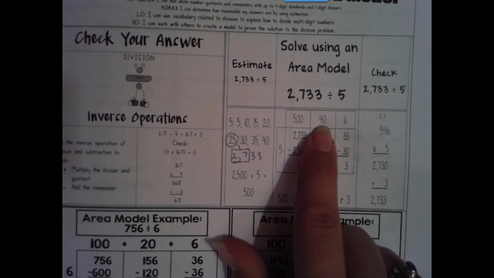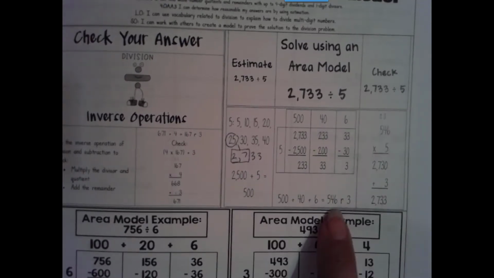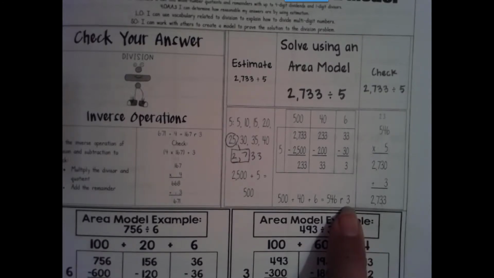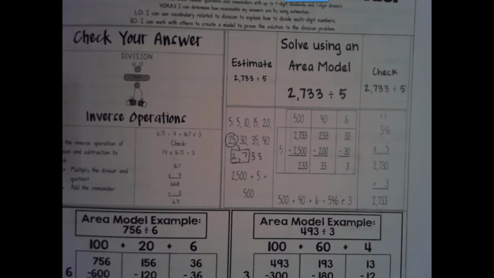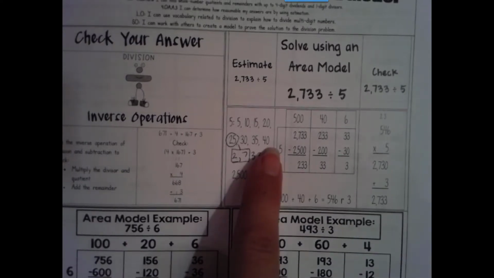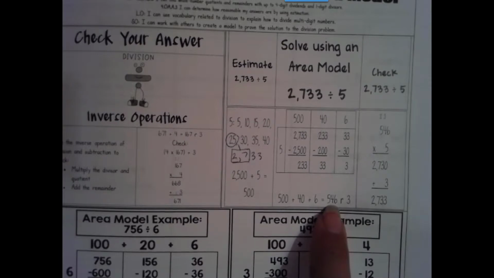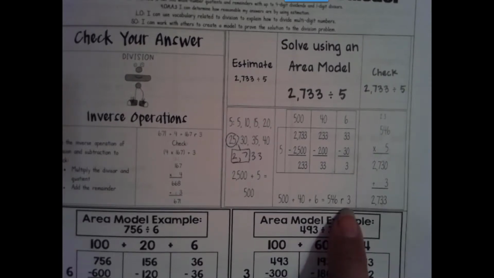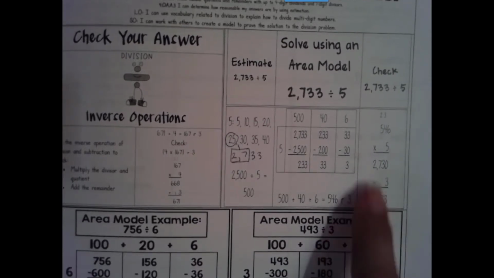500 plus 40 is 540 plus 6 is 546. And then I have a remainder of 3 left over. Then I need to check that. So it is my divisor of 5 times my quotient of 546 plus my remainder of 3.